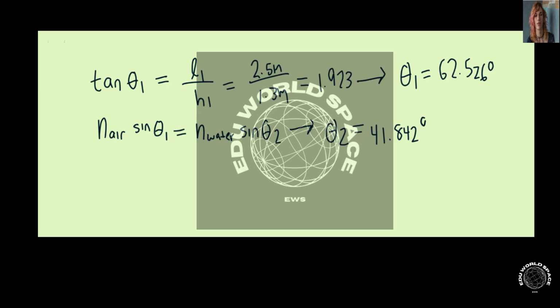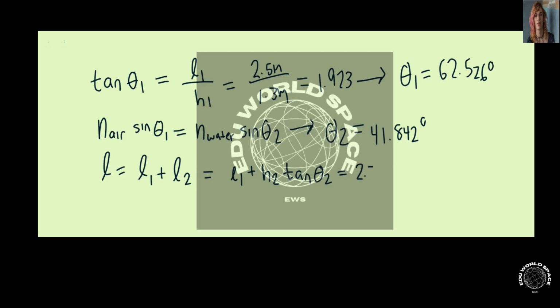Now to finish this off, we need to get the total horizontal distance, L, which is equal to the horizontal distance before the light hits the water, plus the horizontal distance when the light goes through the water. If we know these angles, we can know everything about the two right triangles that we need to get these two bases. So we can set this up. L1, we can express L2 as just H2 tan of that second angle.